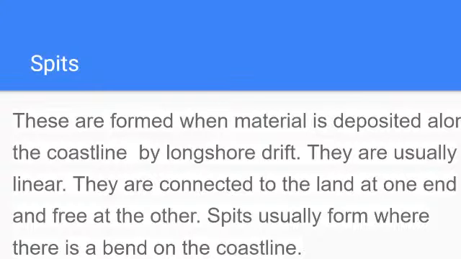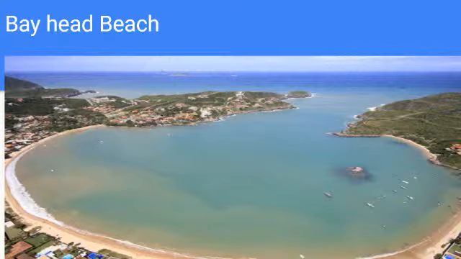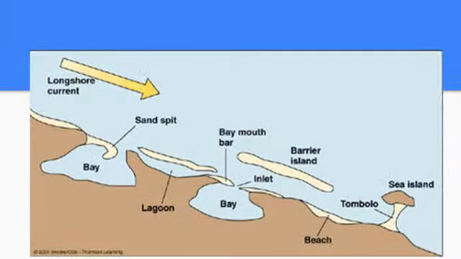So we're gonna jump right into spit. So spit is a feature of deposition. For the spit now, there are certain things that must be happening for a spit to be formed. So let me just go back to another diagram to see if I can explain it to you clearer.